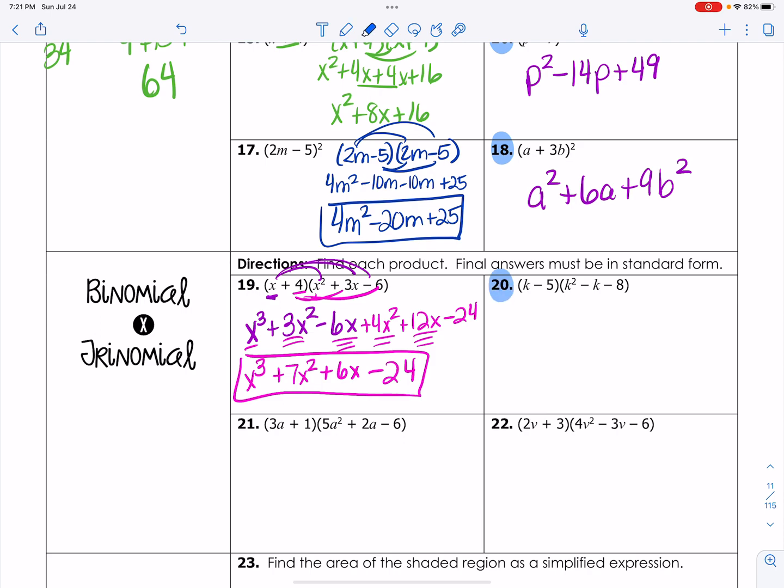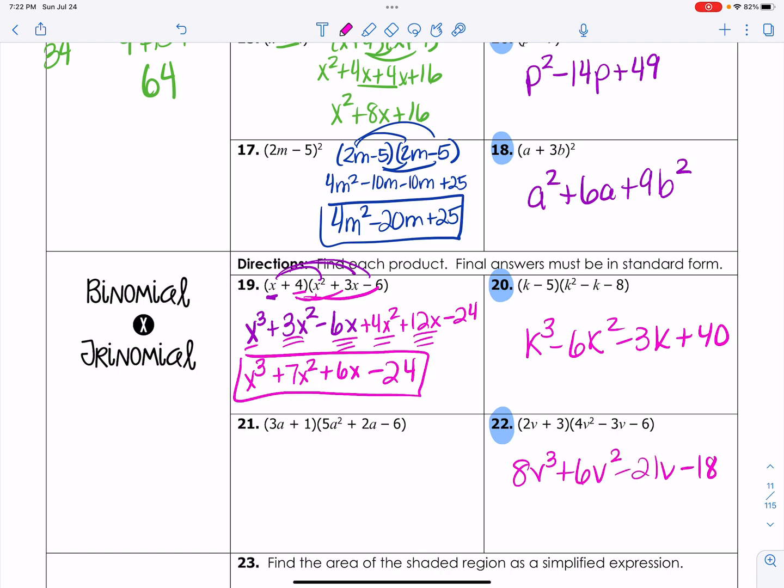So I would like you to pause the video and do 20 and 22. Okay, so on 20, my final answer was k cubed minus 6k squared minus 3k plus 40. And on 22 was 8v cubed plus 6v squared minus 21v minus 18. So if you missed either of those, please, please, please let me know.